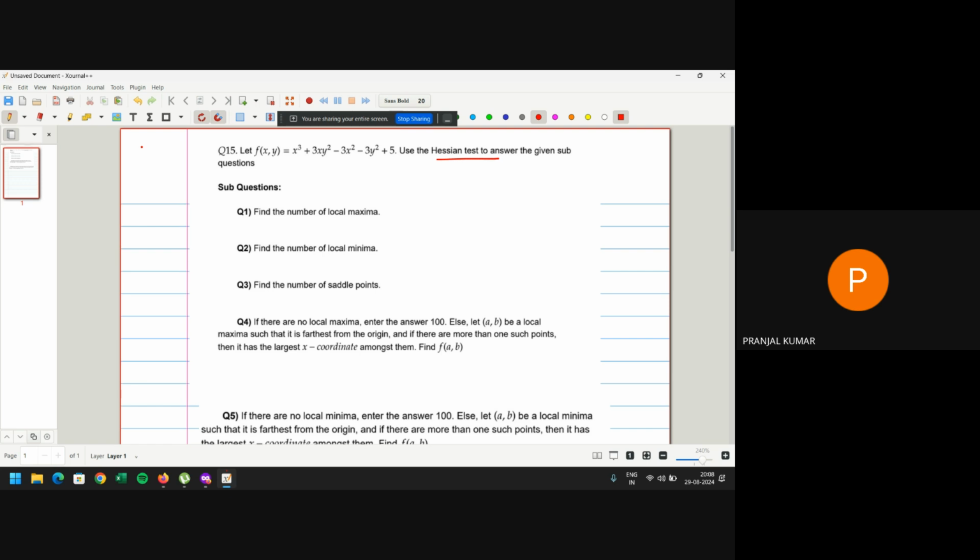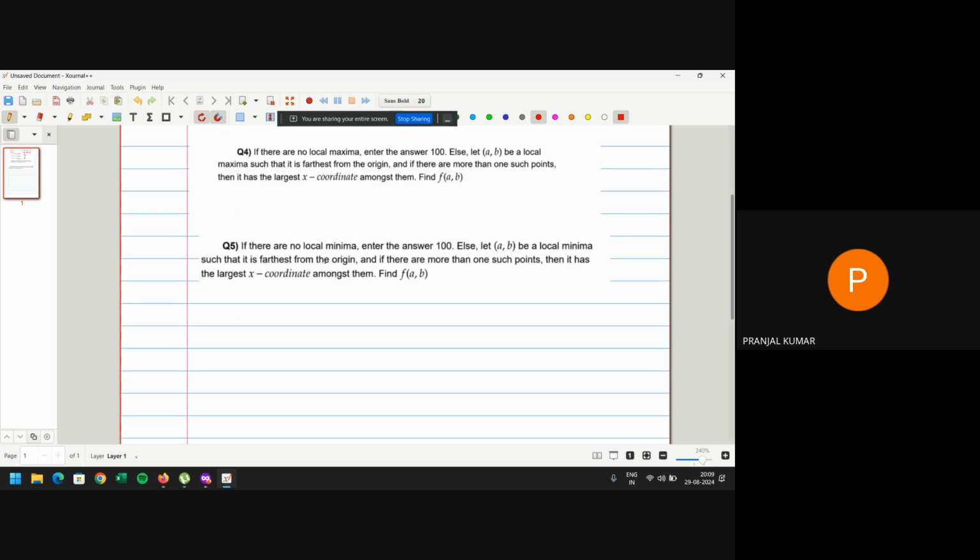So first of all, number of local maxima, number of local minima, number of saddle points. Obviously you would have to find the Hessian matrix. First you would have to equate the derivative to the zero vector in R2. Then you would have to find the Hessian matrix, and evaluate it at each of the points which you will be getting. So you will get all the answers for these three questions.